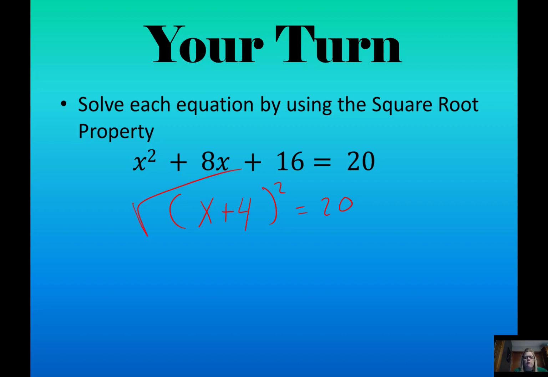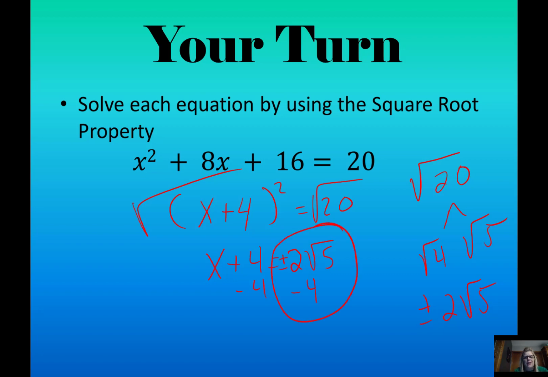Take the square root of both sides. X plus 4 equals, square root of 20 is made up of the square root of 4 and square root of 5, which is 2 radical 5, plus or minus 2 radical 5. And I forgot my plus or minus. Minus 4 from both sides. These aren't alike. You can't add them together. You can't say negative 2 radical 5. So your answer is negative 4 plus or minus 2 radical 5.